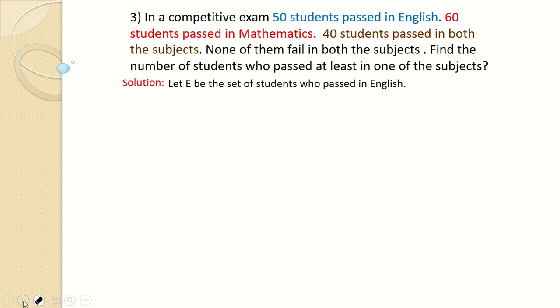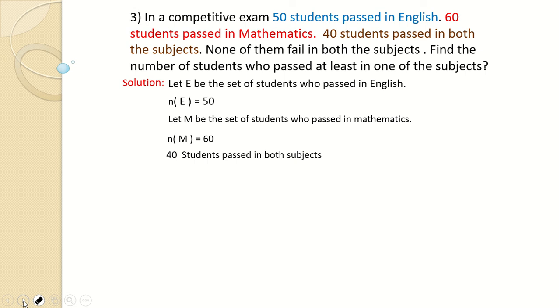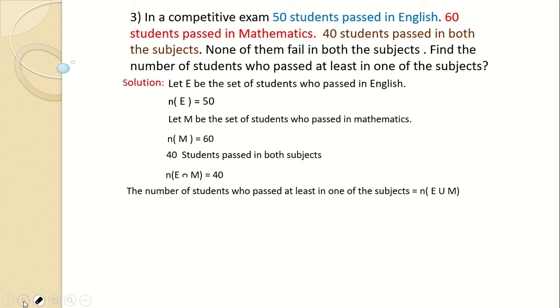Let E be the set of students who passed in English. So n of E is 50. Let M be the set of students who passed in mathematics. So n of M is 60. Let 40 students passed in both the subjects. So that's intersection. n of E intersection M is 40. Now the total number of students who passed at least in one of the subjects is union, right? n of E union M. So now we have to find the union using the formula.